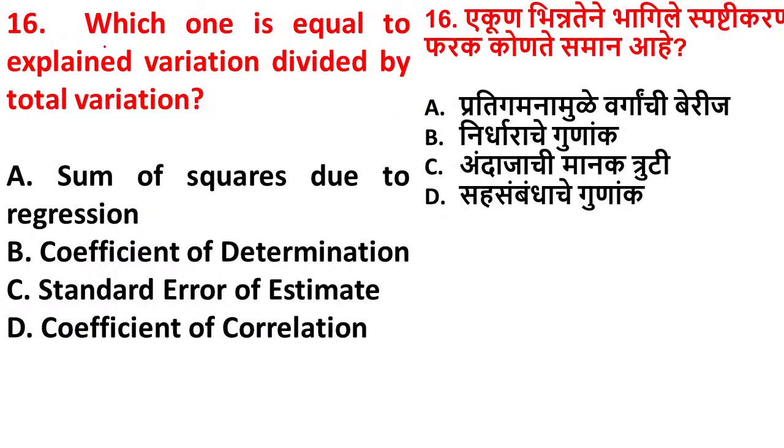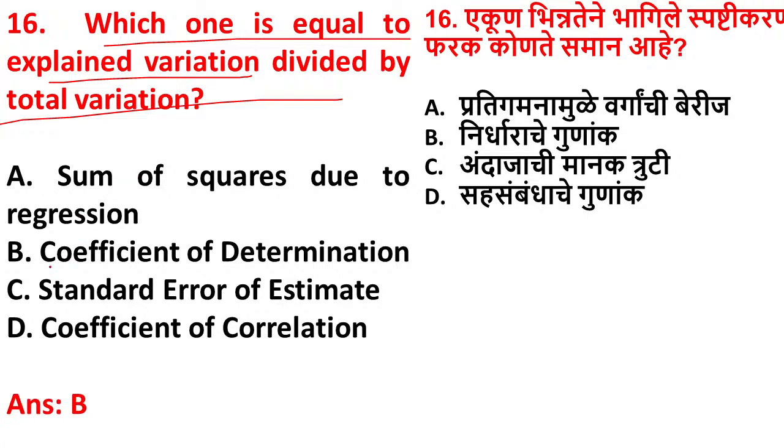Question number 16. Which one is equal to explained variation divided by the total variation? Option A sum of squares due to regression, option B coefficient of determination, option C standard error of estimate, option D coefficient of correlation. So explained variation divided by the total variation is the coefficient of determination. So option B is correct here.